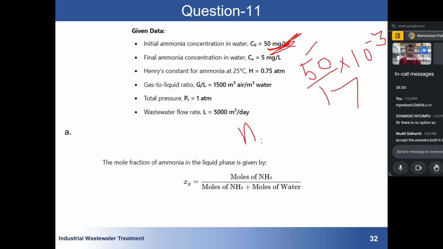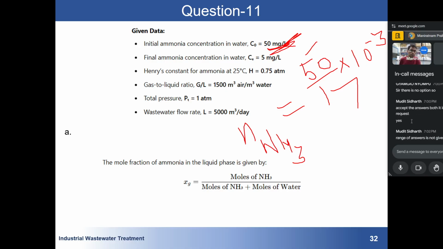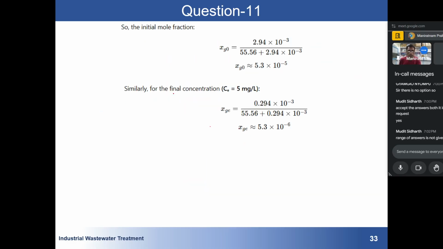Can anyone say how to find the mole of water? How do we find the mole of water, anyone? See, the mole of water is 55.56, but can anyone say how to find this mole?